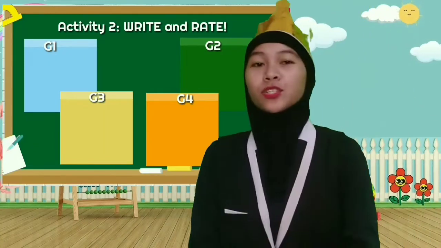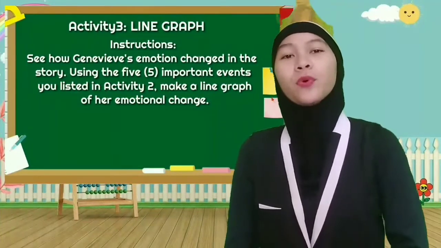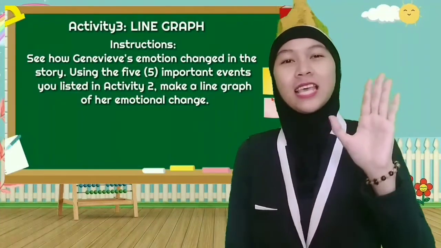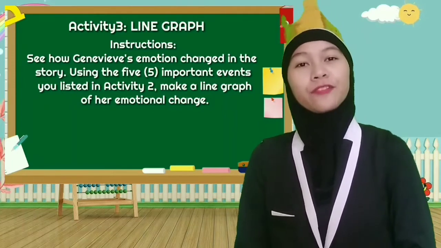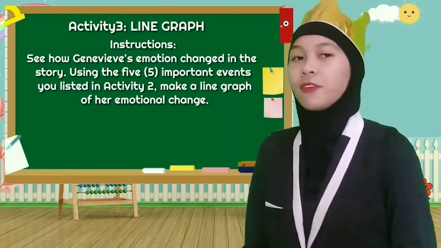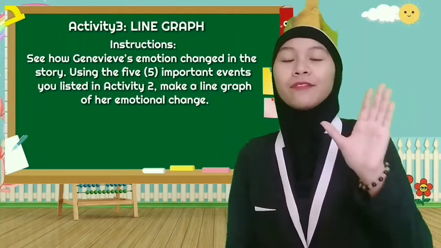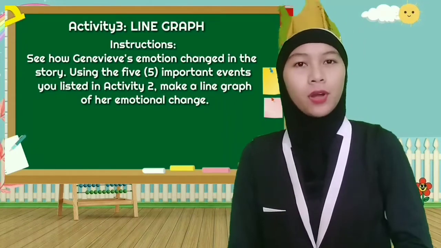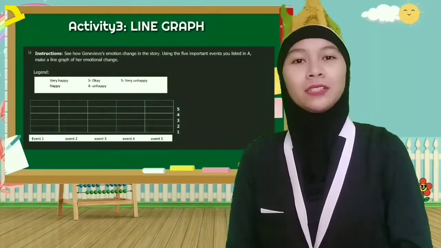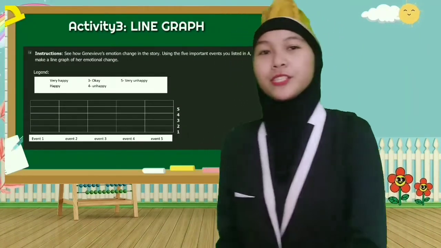For our last group activity, which is the line graph, you can earn 5 stars. Now, eyes on the board, class, and read after me. See how Genevieve changed her emotion in the story. Using the 5 important events you have listed in A, make a line graph of her emotional change. Time is up, class. Now post your answers.